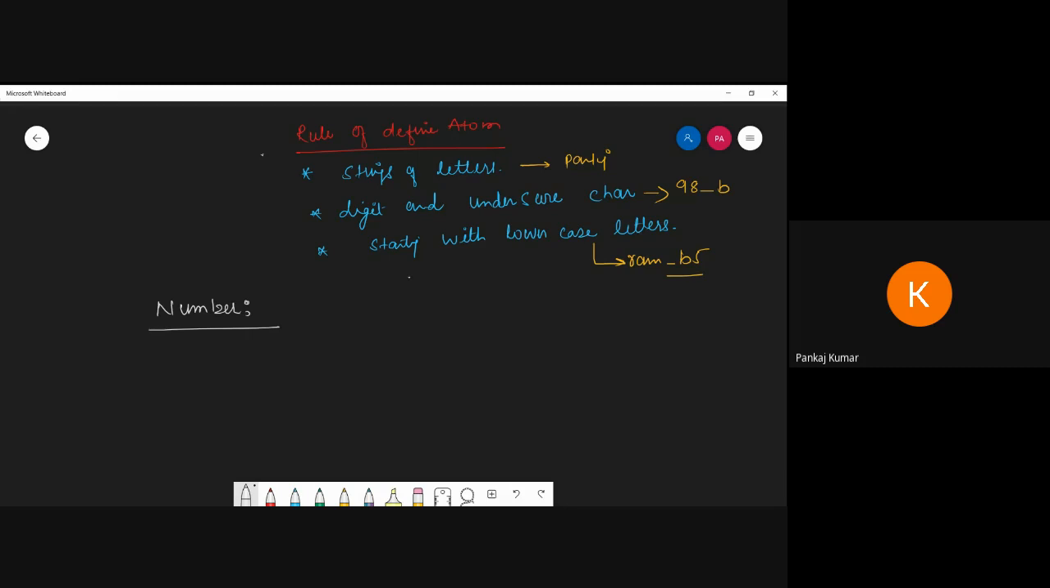Now, number means I'm talking about like 8, 8.5. These things are defined by the number. So it works like a constant, and it is also defined in a range. Suppose 2 to 20, so it will start from 10, then 11, 12, 13 up to 20. Now talking about the variable part.